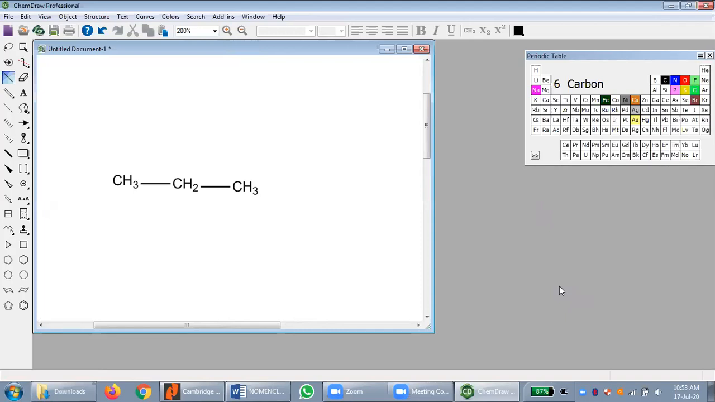Yes, sir. So 3 carbon atoms should have a prefix prop, right? Yes, sir. Let's calculate the number of hydrogen atoms. How many are they? 3 plus 2 plus 3. 8. So if C is equal to 3 and H is equal to 8, does that go with the general formula of alkanes, CnH2n plus 2?